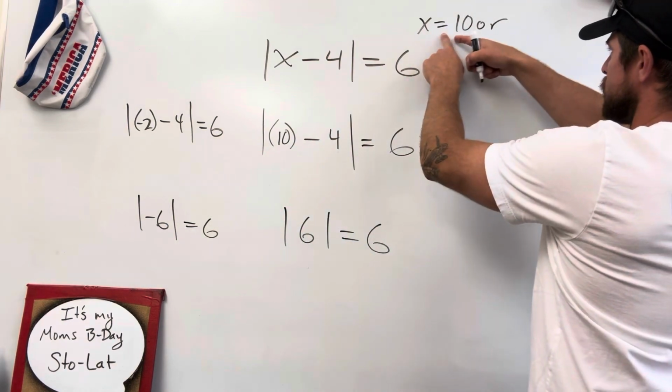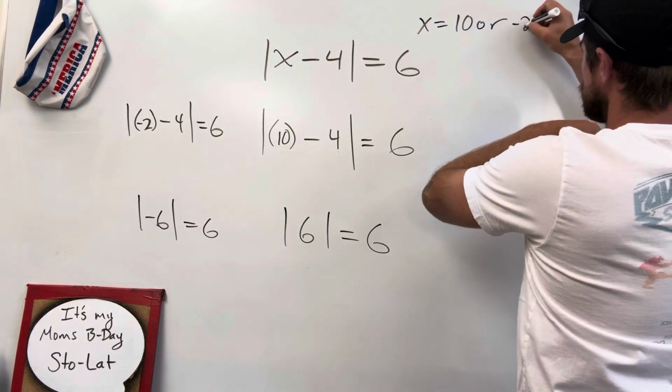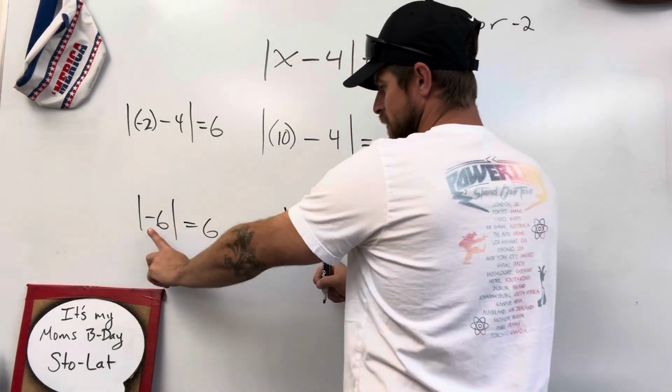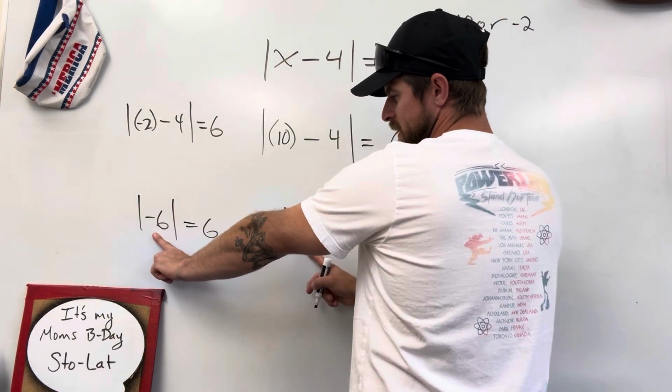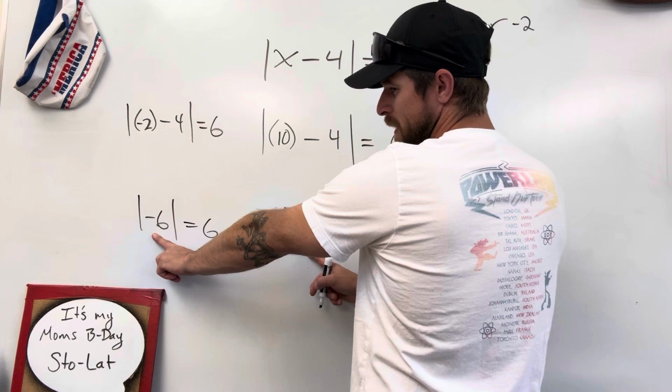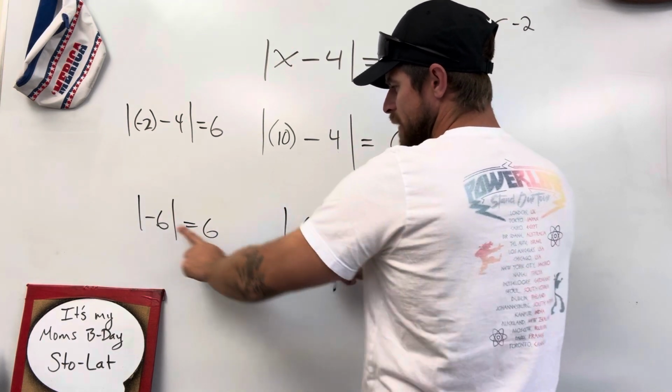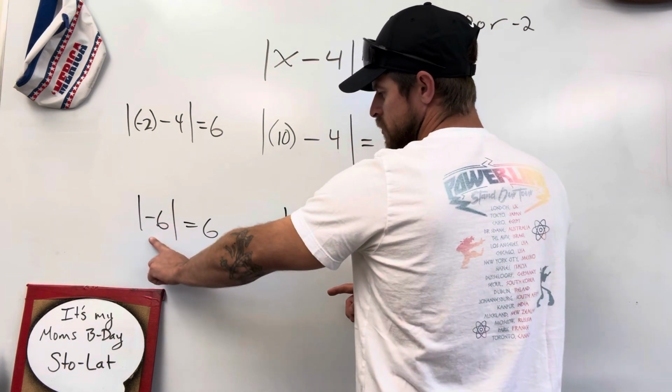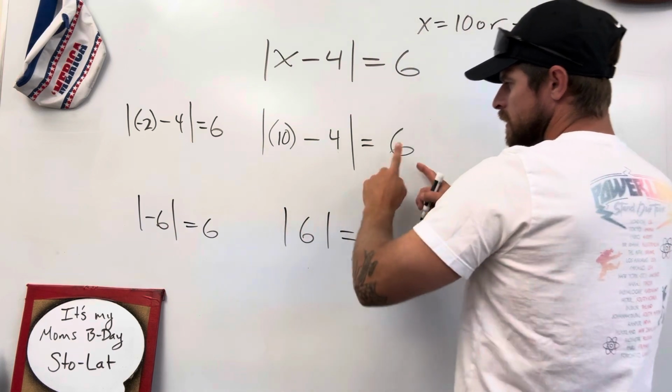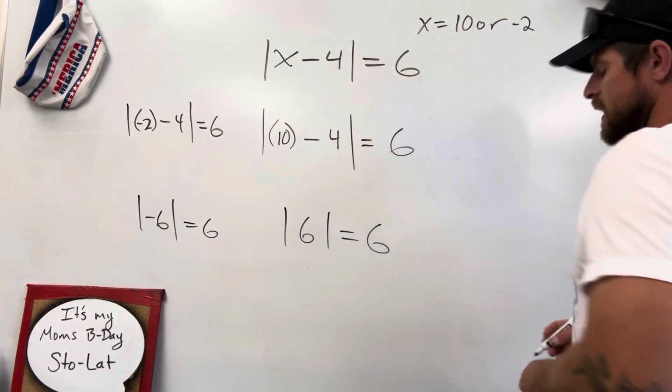So again, x is equal to 10 or negative 2. Both of those values will provide you with either a negative 6 in the bars or a positive 6 in the bars, but it doesn't matter if it's positive or negative because when we take the absolute value, all of our negatives just turn into positives. So either one would give us the value of 6.